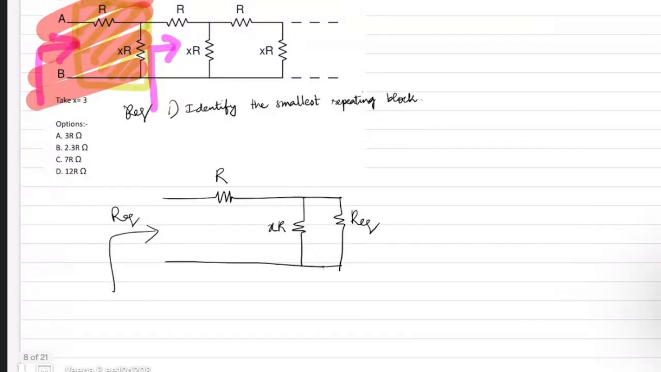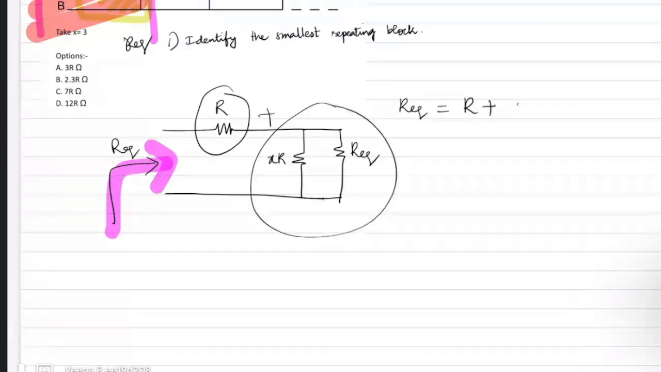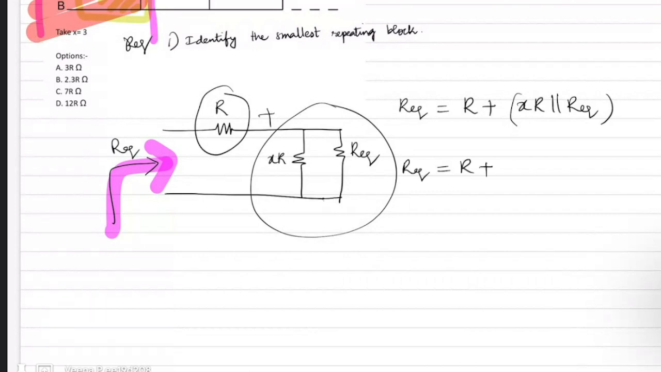So now the circuit became a simple circuit. R equivalent is the equivalent resistance which you see when you look from this side. So I can write R equivalent as R plus the parallel combination of XR and R equivalent. So our life becomes simple. R equivalent is R plus the parallel combination of XR and R equivalent, which is XR times R equivalent divided by XR plus R equivalent.